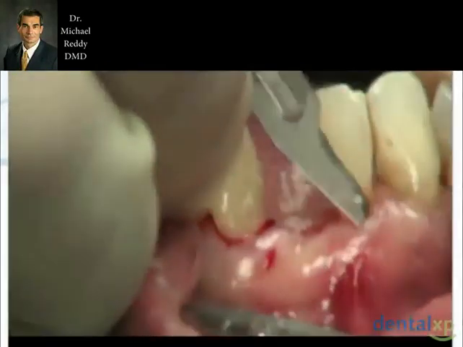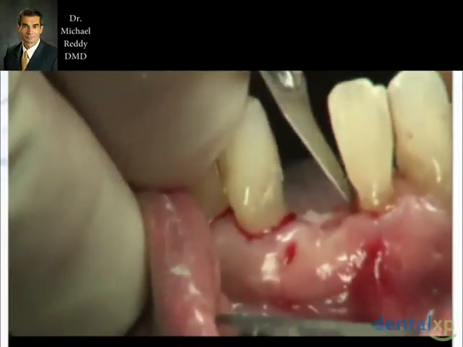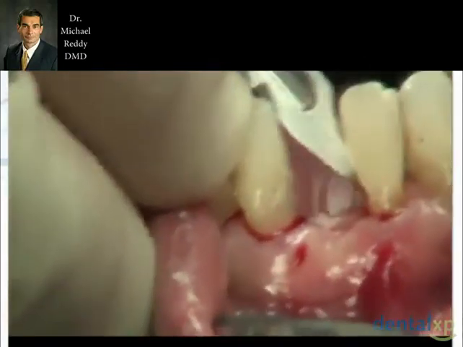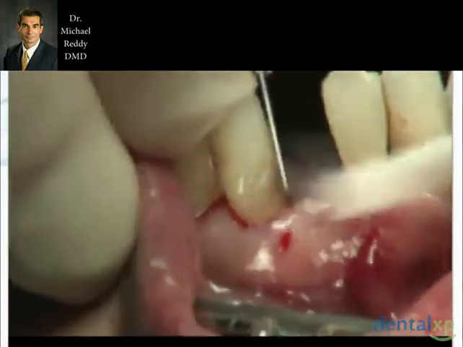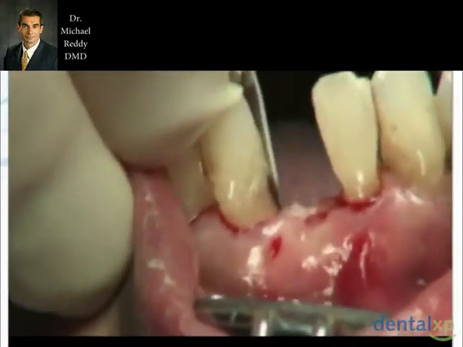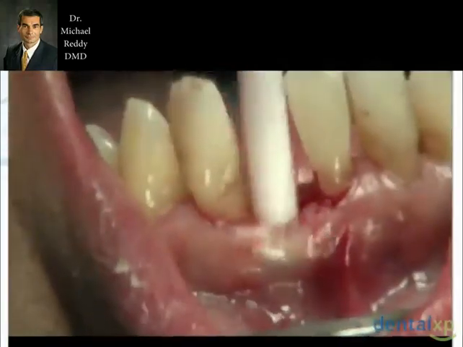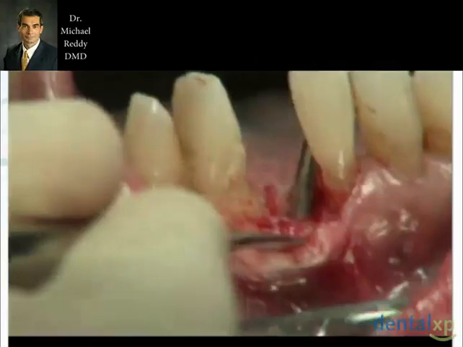So we're starting with just a basic crestal envelope incision, which is all that we really need to do to access this bone. Now you can see that this patient has already had some bone loss from some periodontal disease before this tooth was lost, and has some root exposure on that area.